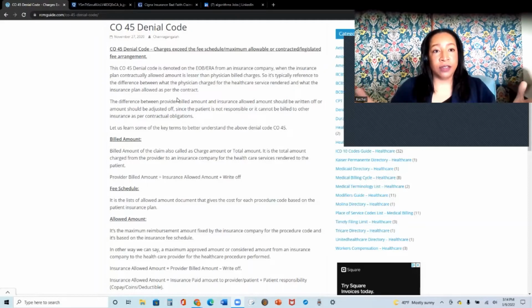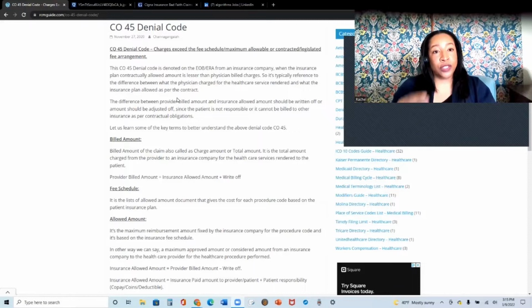And so the CO 45 denial will look something like this. You charge $30,000. We agreed to pay $10,000 as some made up insurance company, Green Card Health Insurance. We paid you $10,000. We then wrote off $15,000. That's the CO 45 denial. $15,000 of that claim is written off as an agreed adjustment. We agreed that you can charge, but we're not going to pay. The $5,000 that's left went to patient responsibility.